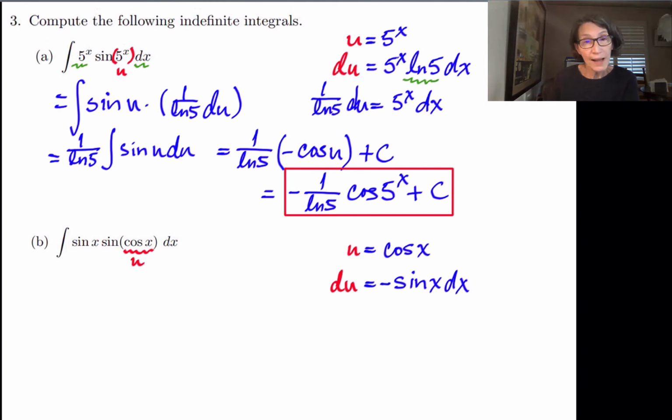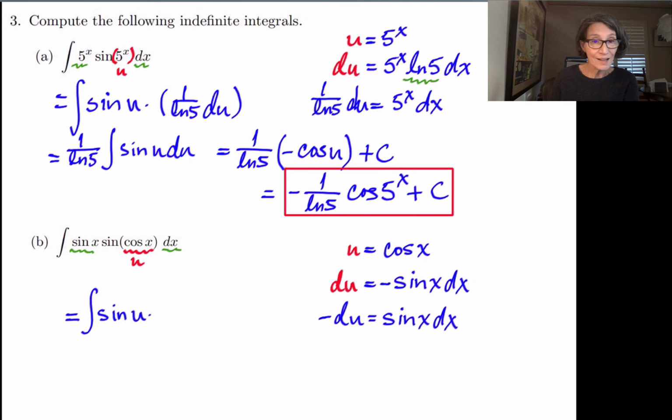And then looking back at the integral, we see we do have a sine of x dx, but it's positive. That's okay, we can deal with that. We go back to our differential equation and we just multiply both sides by negative 1. We get negative du is equal to positive sine x dx. And now we can make our substitution. So after we substitute, we get the indefinite integral of sine of u times negative du. And we can pull that minus sign out or just leave it.